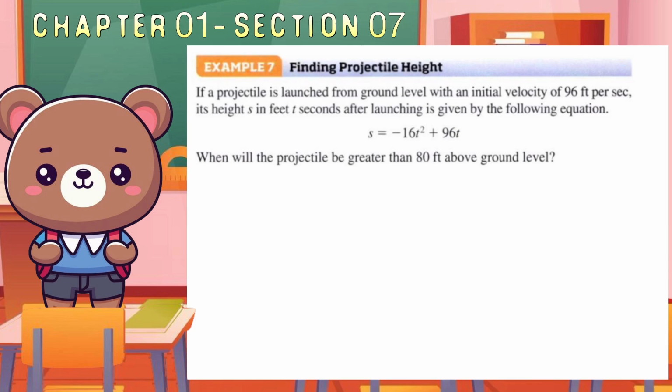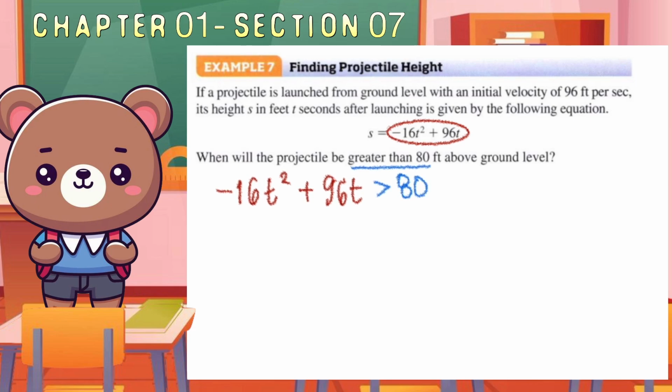All right, so what is the height of the projectile? The height of the projectile is literally equal to this. The height of the projectile is equal to negative 16 times t squared plus 96 times time. So that right there represents the height of the projectile. So I'm going to write that down over here. Negative 16t squared plus 96t. And I want to know, when will it be greater than 80 feet above the ground? So when will it be greater than 80?